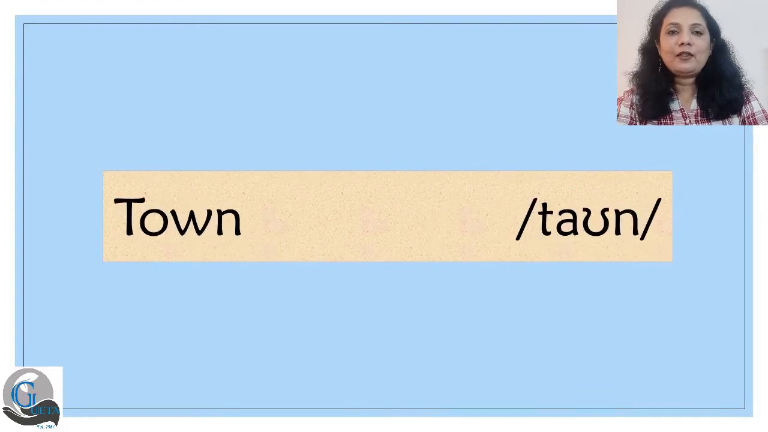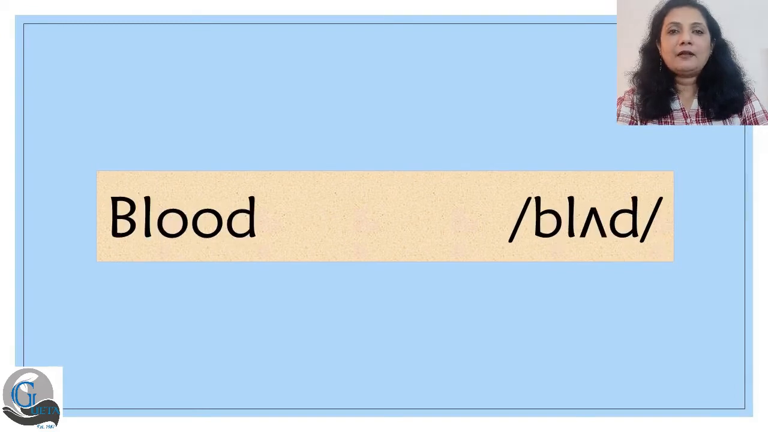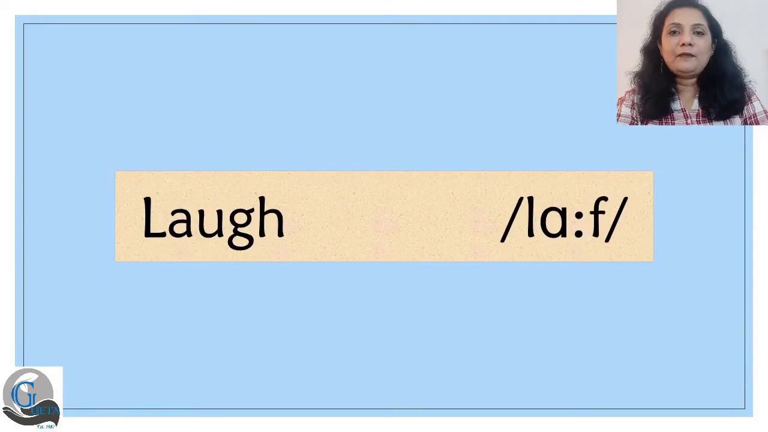Town. T, A, U, N. Town. Then blood. B, L, very short, and D. Blood. Laugh. L, A, F. Laugh.